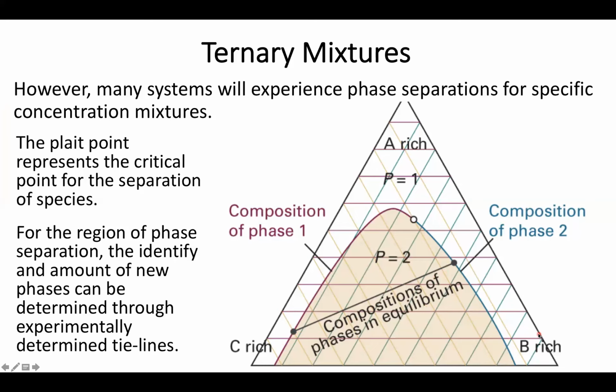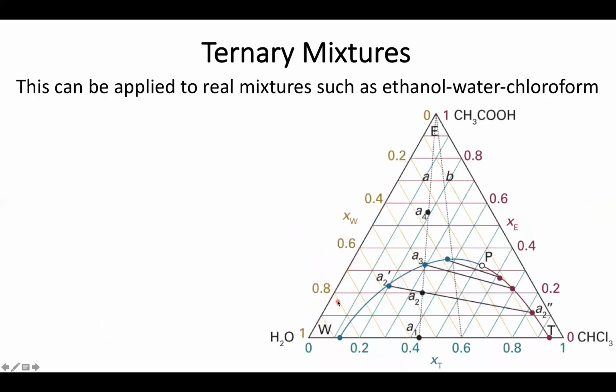And again, using these diagrams, you can figure out what my original mixture was and how it's going to split apart. And then, unfortunately, you need to be able to do a little bit more tricky geometry in order to define the length of your tie lines. But however, once you do know the length of your tie lines, you can use the same tricks of the lever rule that we did for binary systems, because the lever rule is pretty much for everything. However, you can also apply these general concepts to real mixtures such as ethanol, water, and chloroform.